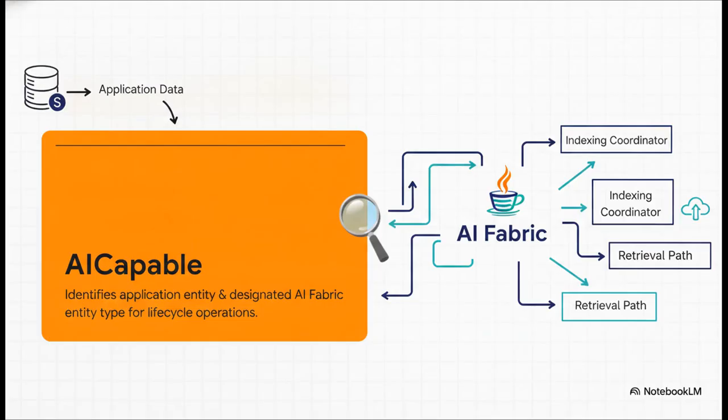So how exactly do we safely cross that boundary? Well, we use AI Fabric to selectively project our data, and we do this using explicit contracts. The very first one you need to know is AI capable. You can think of this as a VIP pass. It explicitly tells the framework, hey, this specific domain entity belongs in the AI ecosystem. It identifies the entity type used to resolve all your configuration and vector lifecycle operations. Basically, it's the starting line for your data's journey.